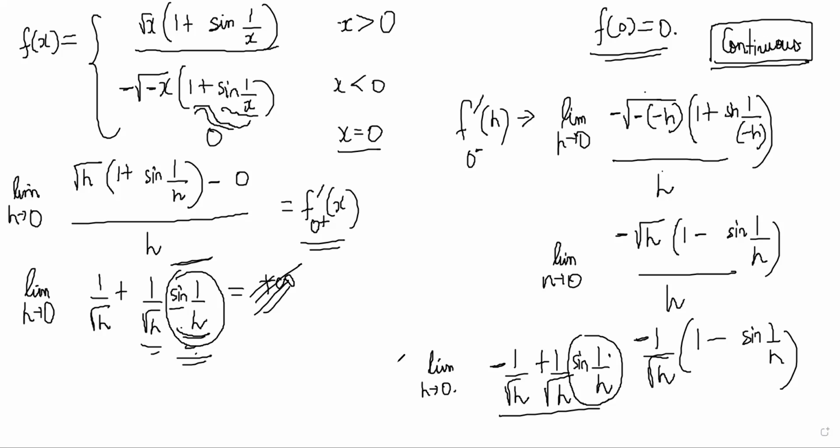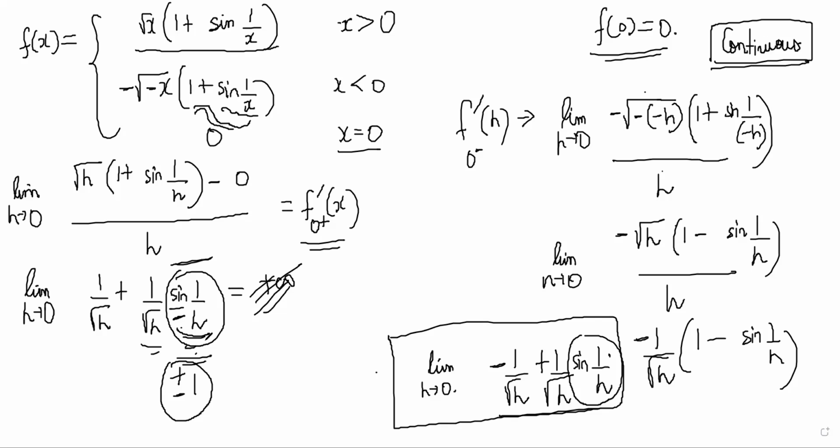We see this is going to oscillate. I don't even know what this value is going to be. It could be anything between plus and minus 1, sine of 1 by h, but I don't know whether it will be plus 1 or minus 1. I have no idea right now, because 1 by h becomes really large, so sine of an argument which is really large can be anywhere between these.